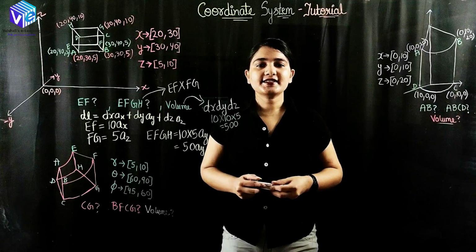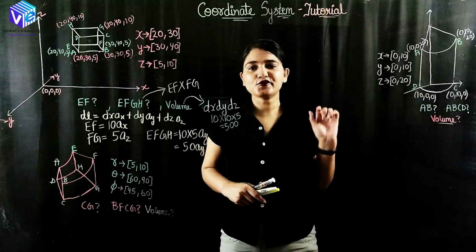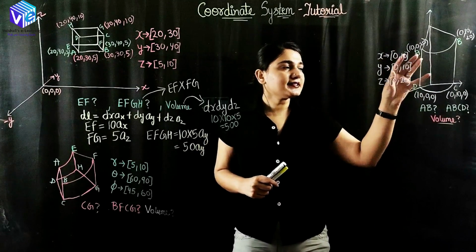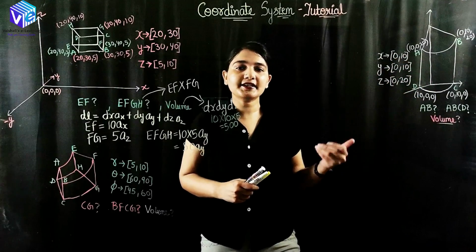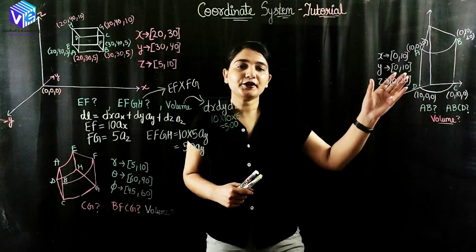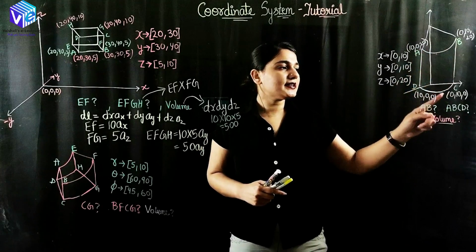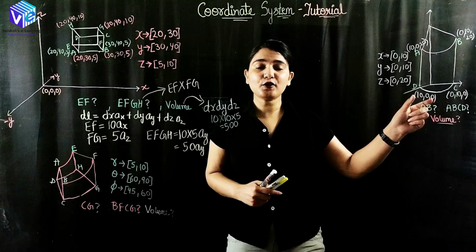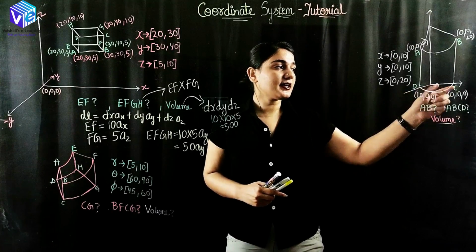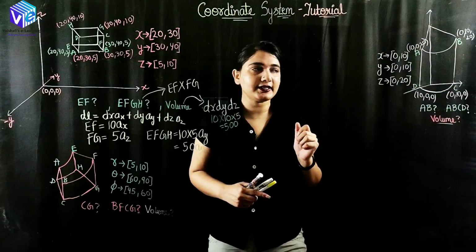Now coming towards the cylindrical coordinate system. Here this object is given to us. We can see this object has cylindrical symmetry. And what are the coordinates given here? The coordinates of A, B, C, D are given in the Cartesian coordinate system.